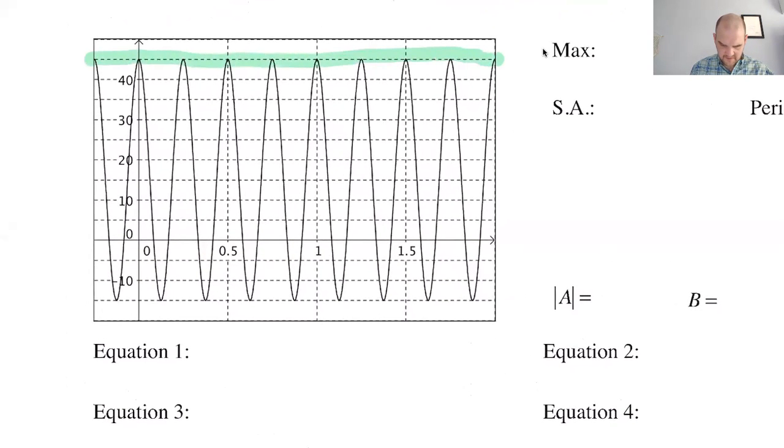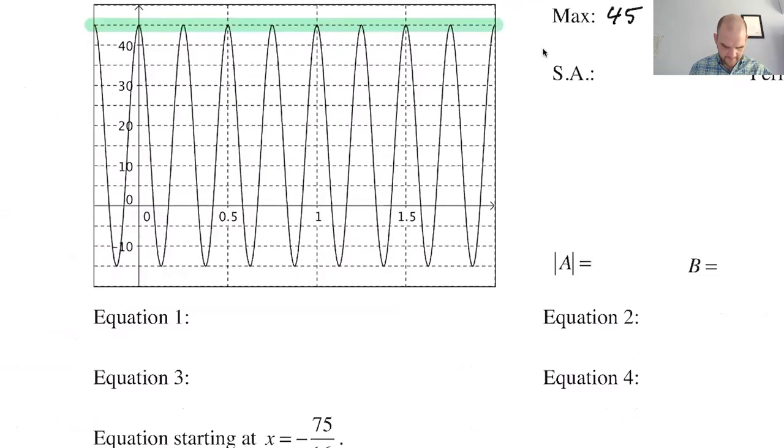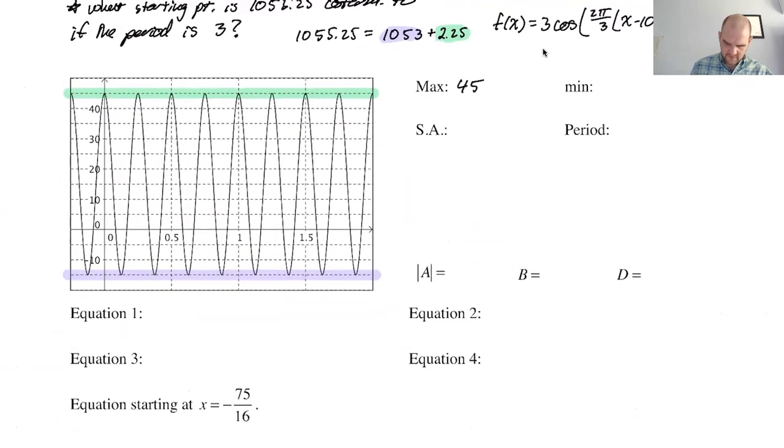So the maximum is definitely going to be, what are we counting by here? Fives? 45. I think the maximum is going to be 45. So we got that. And then we also want the minimum. So the minimum is going to be down here at negative 15, it looks like. So let's fill that in.